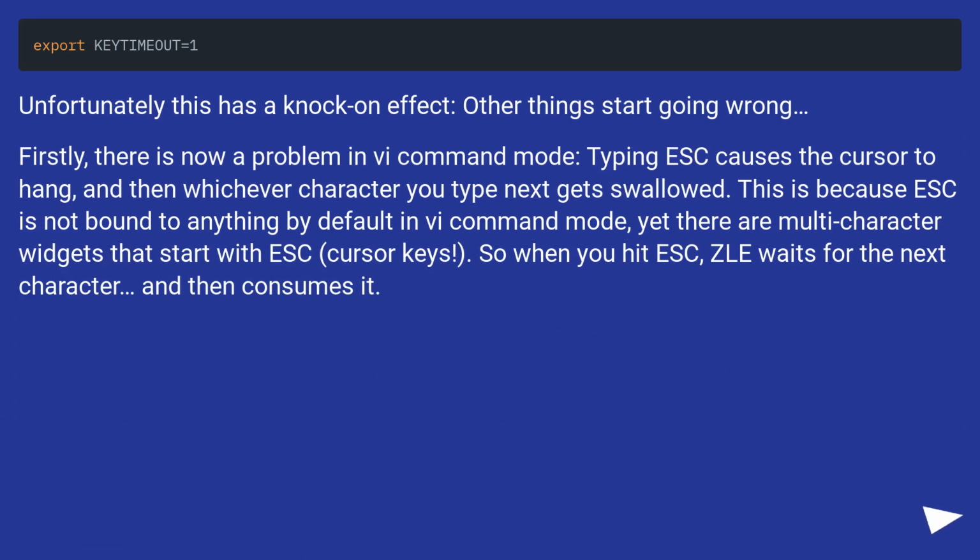Unfortunately, this has a knock-on effect. Other things start going wrong. Firstly, there is now a problem in Vi command mode. Typing escape causes the cursor to hang, and then whichever character you type next gets swallowed. This is because escape is not bound to anything by default in Vi command mode, yet there are multi-character widgets that start with escape, cursor keys. So when you hit escape, ZLE waits for the next character, and then consumes it.